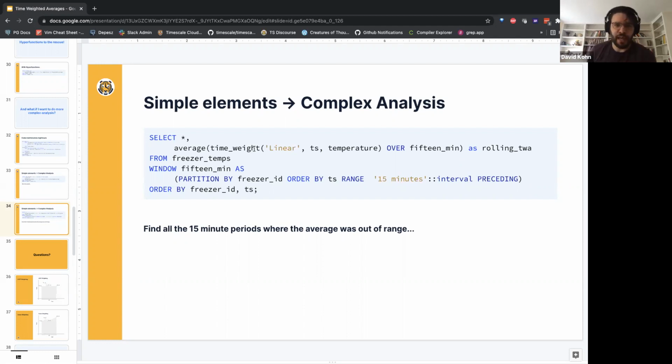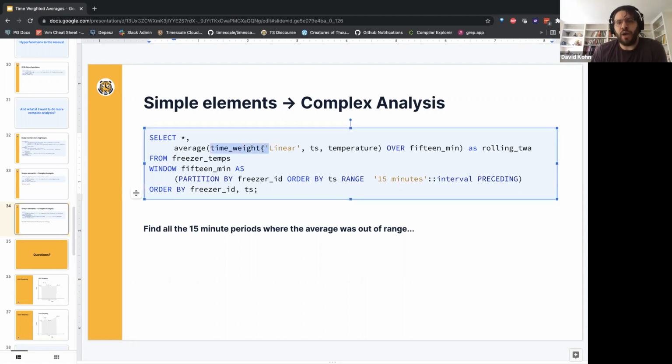I don't actually have an example of this in this presentation, but we're going to be releasing a blog post tomorrow where we'll have some more examples of this, and then I'll be going into it even more in some future things, I think, around continuous aggregates. A lot of this is made to work with continuous aggregates.